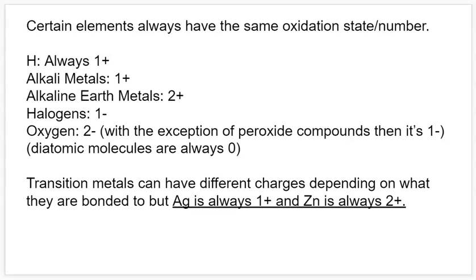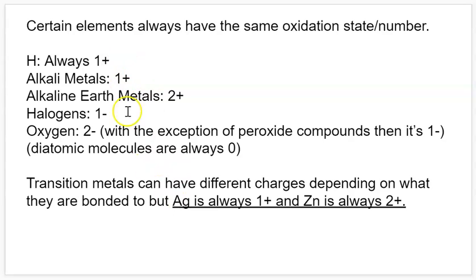There are some rules for certain elements. Hydrogen cations are always +1. Alkali metals are always +1. Alkaline earth metals are always +2. Halogens are always -1, and oxygens are always -2. These correlate to what you'd predict for their ionic charges. However, oxygen does have an exception in peroxide oxygens, which have a -1 oxidation state, and diatomic oxygen, O2, has an oxidation state of 0.